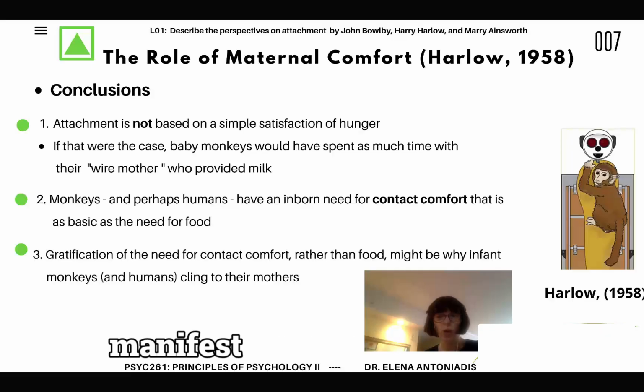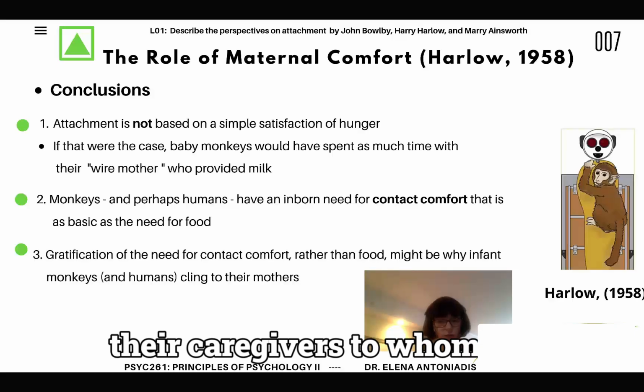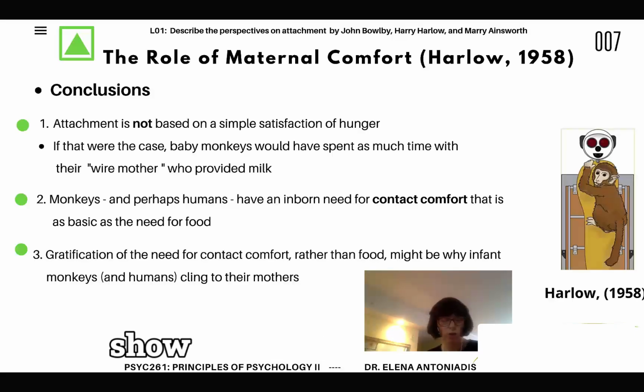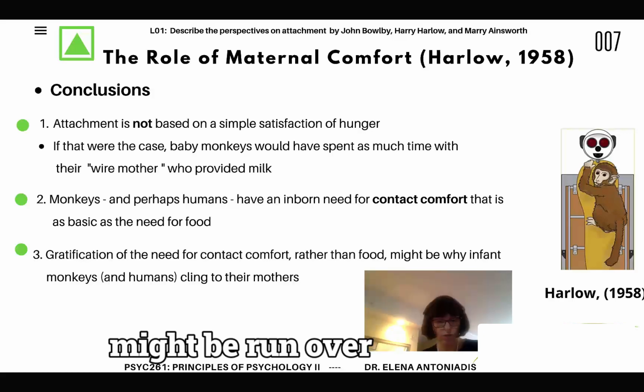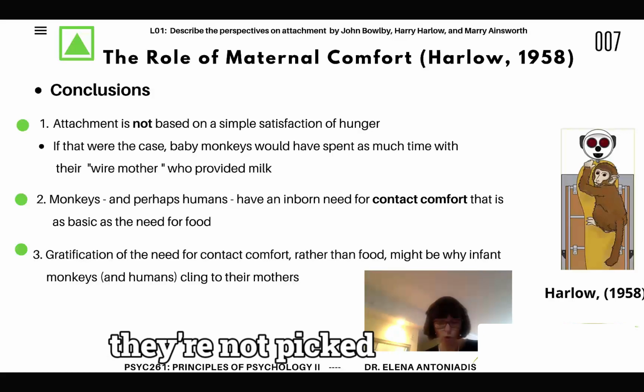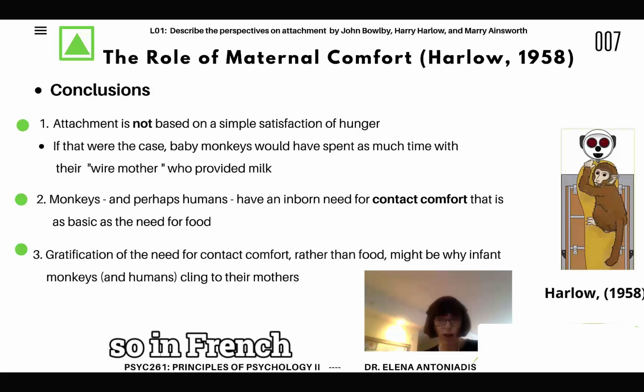So how does this manifest in babies and children? Babies and children will maintain eye contact with their caregivers to whom they're attached. So they show eye contact. They pull and tug at them, ask to be picked up, and may even jump in front of them in such a way that they might be run over if they're not picked up. And so for infants, this contact comfort is important.